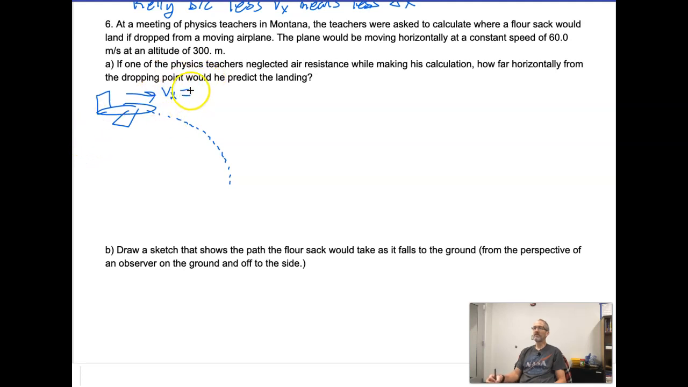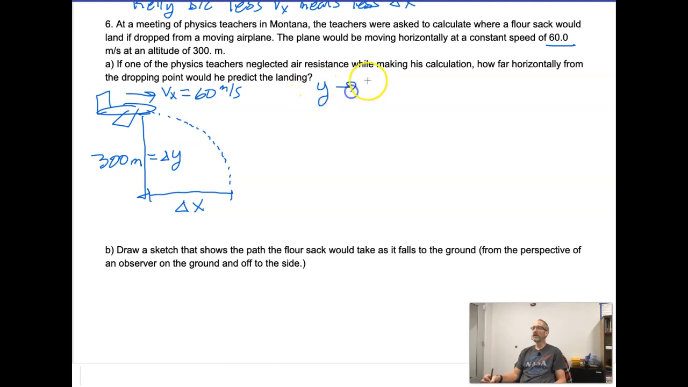Last time we had to find the speed of the car. This time we are just finding the horizontal distance that it travels, so we're looking for delta x. They told us that this plane has a speed in the x direction of 60 meters per second, and the plane is flying at a height of 300 meters. So that's our delta y. Anytime we go from a y thing to an x thing, we've got to find time.